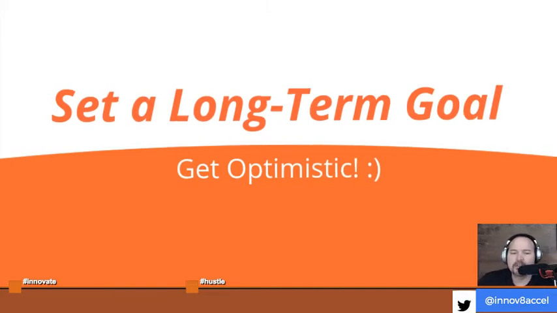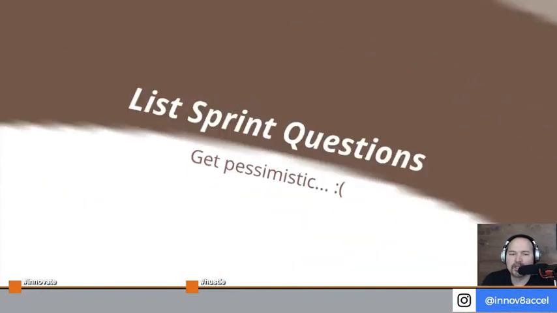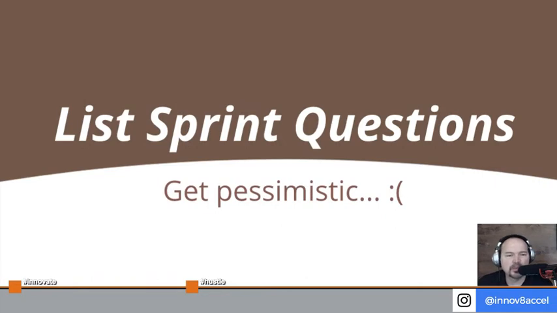And then we go on to a pessimistic mode, and we talk about what's going to stop us moving forward here. So listing out the sprint questions, what are we trying to solve? What are the roadblocks going to be? And let's deal with those as we go through this process, rather than saying we just can't do this because of A, B, and C. Let's get those out on the board. Let's get everybody heard.